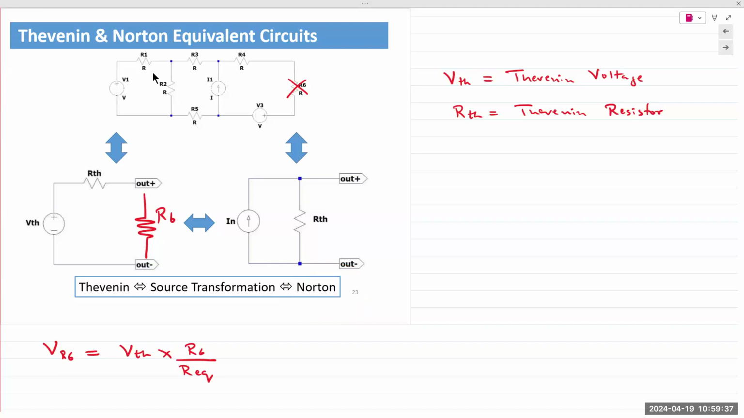The engineer's name was Edward Norton, like the actor, but not him. Obviously, this was a long time ago, almost 100 years ago. Norton's theorem states you could represent it as a single current source in parallel with that same resistor, RTH. This is known as the Norton current. And these are the equivalent circuits. That is the last remaining topic in chapter 2.